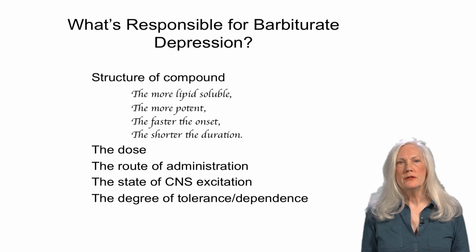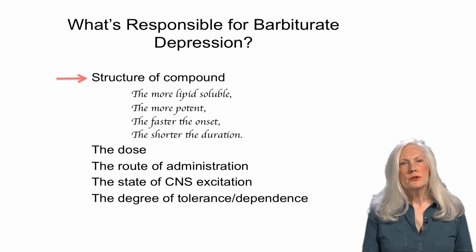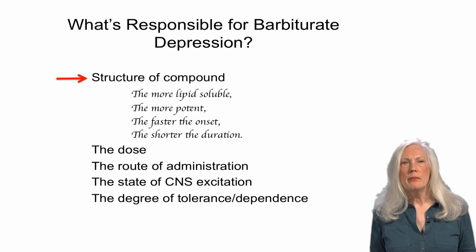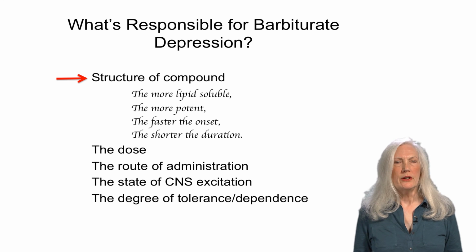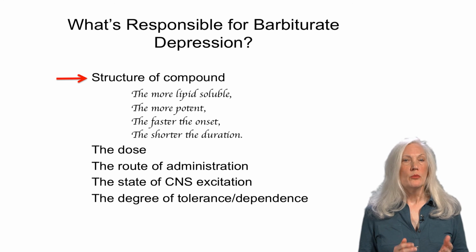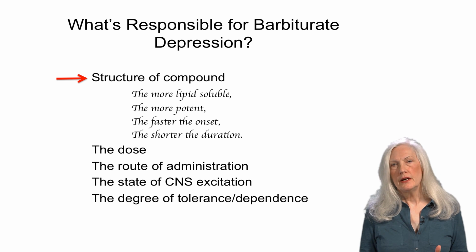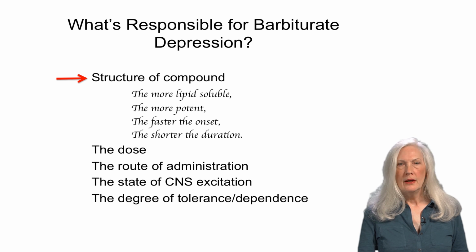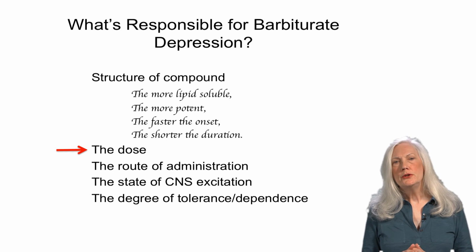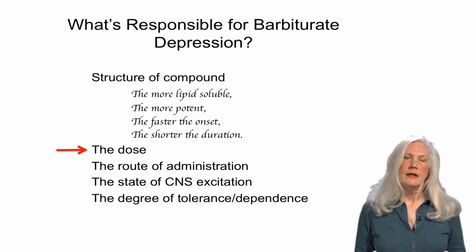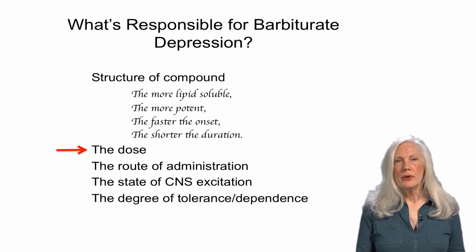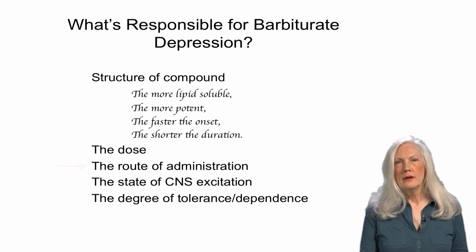So what is it about these three substitutions that give them their characteristic depressant action? The structure itself of each compound has a certain degree of lipid solubility. As it says here, the more lipid soluble, the more potent, the faster the onset, and the shorter the duration. In addition to the structure, the dose of the drug is ultimately what the clinician can control. Obviously, the higher the dose, the more depressant the effect.